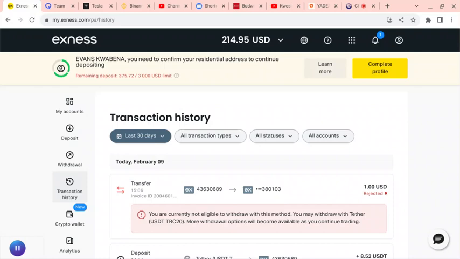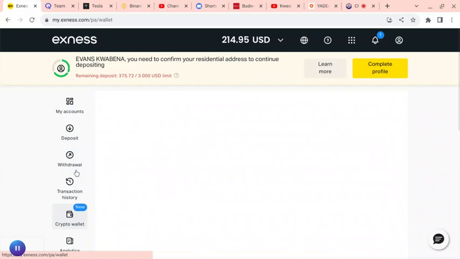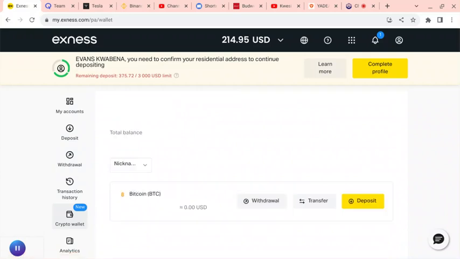Okay. I have to verify it. They say that you are currently not eligible to withdraw with this method. They just introduced this one, the USDT to BTC. Because the USDT I receive on this platform, I receive through a USDT wallet. So if I'm transferring it, it will not work. But if I'm transferring Bitcoin to USDT, that one will work. I hope you get it.